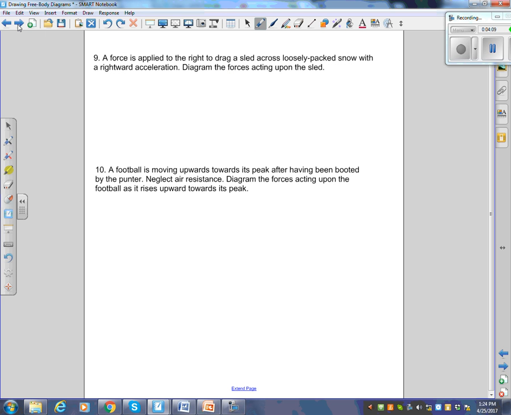Okay, number 9, a force applied to the right to drag a sled across loosely packed snow. Do you get the feeling that loosely packed snow means something? It means that there is friction involved. A rightward acceleration. Diagram the forces. So, weight force, normal force, rightward acceleration means big force to the right. Loosely packed snow is code for there's some friction.